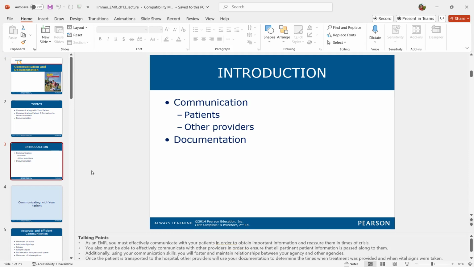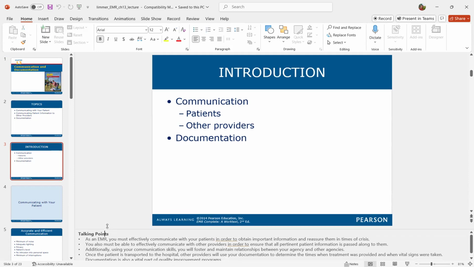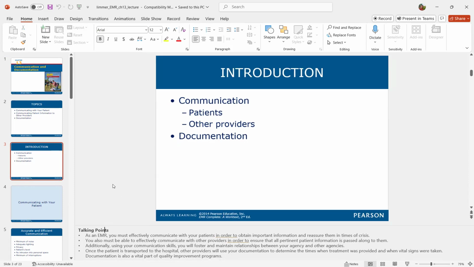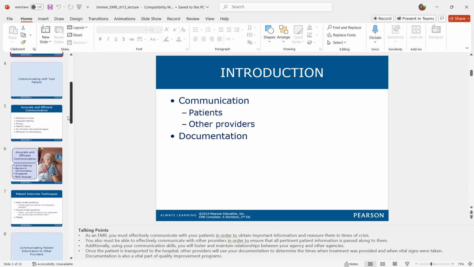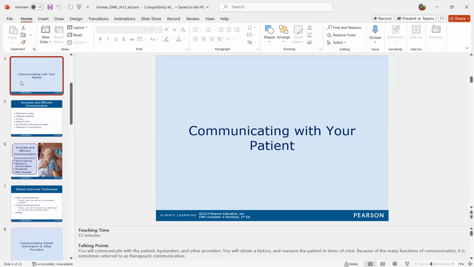So once that patient is transferred to the hospital, other providers are going to use your documentation typically as well to determine the times when treatment was provided, vital signs that you have taken, and some of your information. So it is also part of a quality improvement program, quality assurance, that they can use as well. So communicating with our patients.